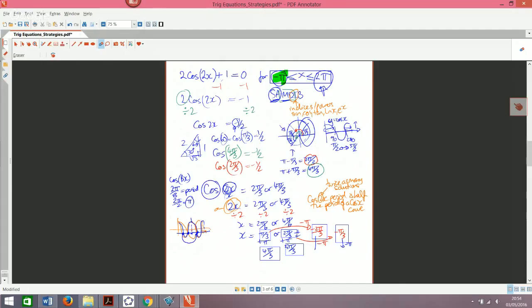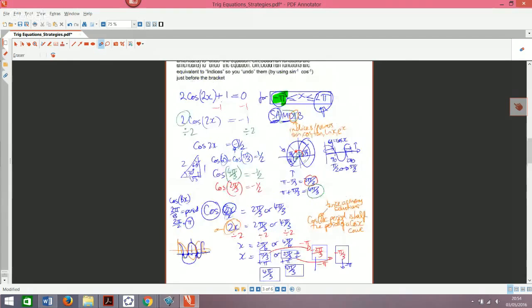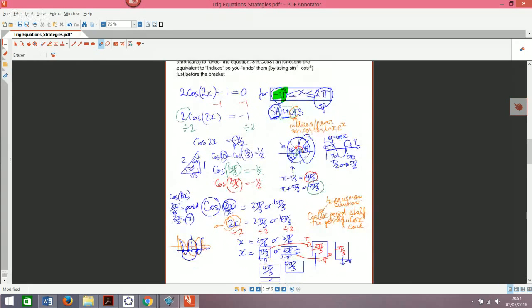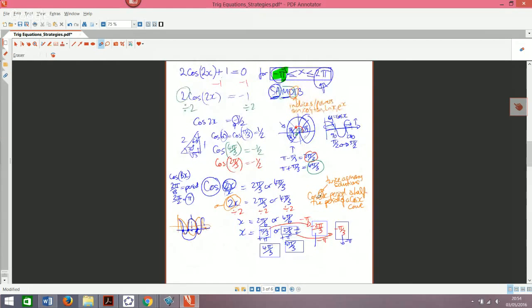It may seem complicated, but all you're doing is SAMDIB. You're using your non-calculator ratios, and then you're adding or subtracting lots of the period. Make a summary revision card for yourself. Don't get this question wrong.